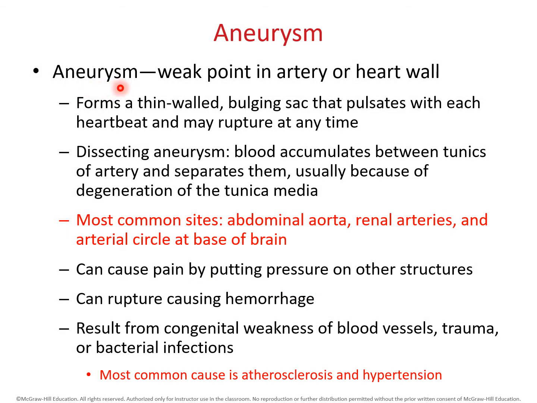Aneurysm. An aneurysm is a weakened region in the artery that makes the artery bulge out, okay? It forms a bulging sac that keeps pulsating with each heartbeat, because aneurysms happen in arteries that are under really high pressure, right? So every time blood gets pumped out, they pulsate. And because they are a bulging sac with weakened thin walls, they are at risk for rupture anytime.